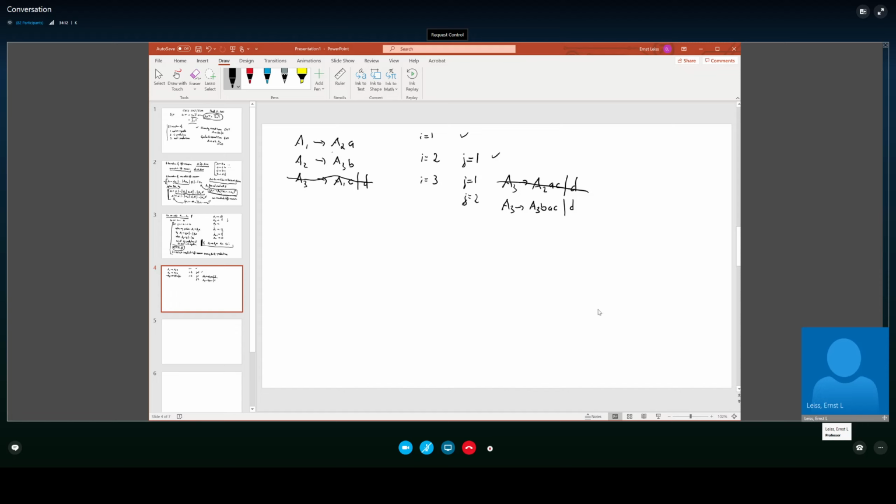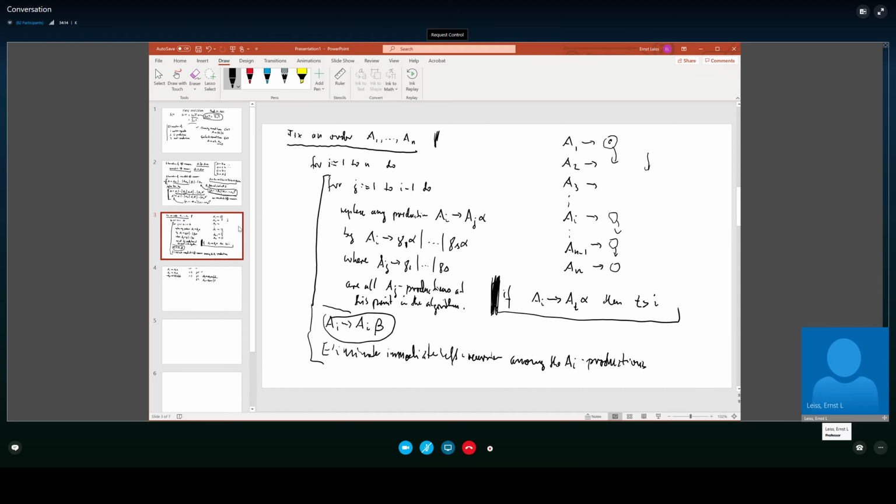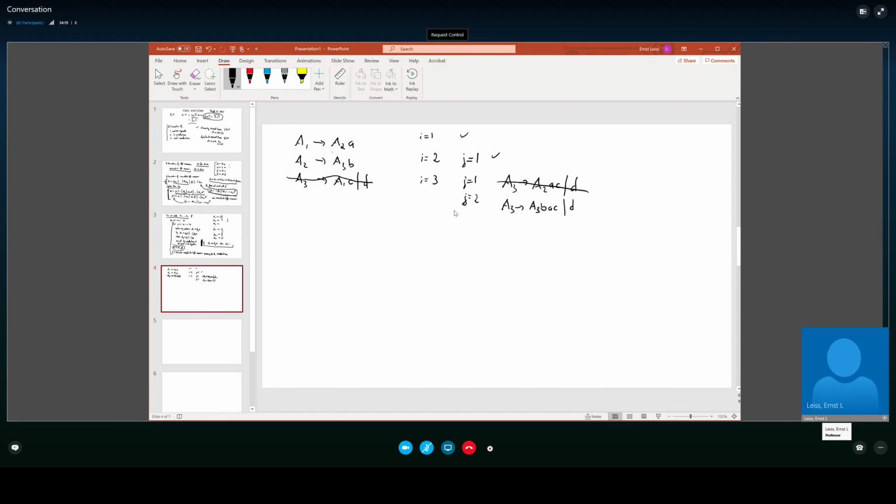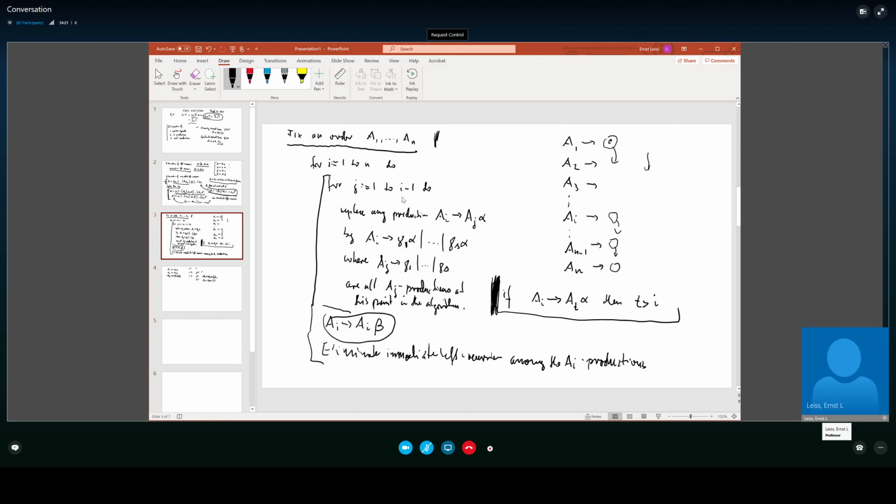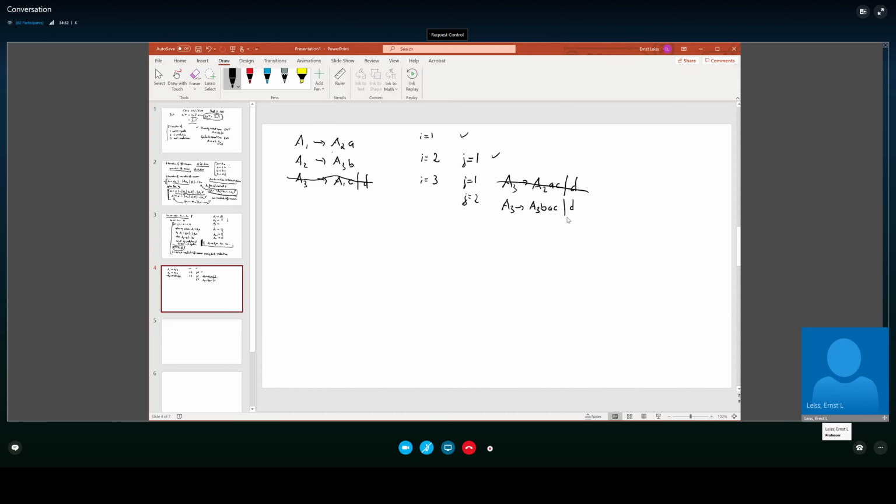So that gets us to the end of the j loop. j is 1, we did that here, and then j is equal to 2, which is i minus 1. So this is the upper bound, i being 3, so i minus 1 is 2. And now we have to see, is there any immediate left recursion? Well, there wasn't initially, but now there is, because we have A3 goes to A3.